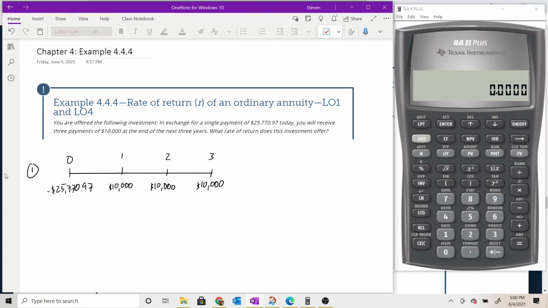All right, in this case, we don't know what the interest rate is. In fact, that's what we're solving for. What rate of return does this investment offer? So we can't put the interest rate on the timeline. It's not given to us.